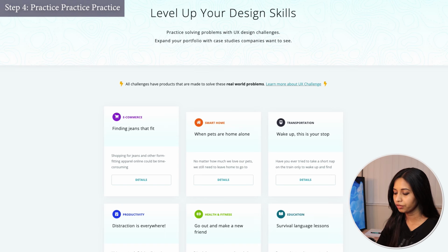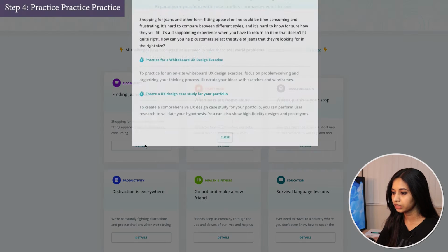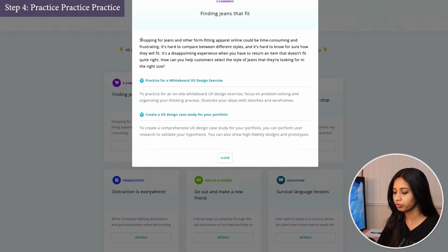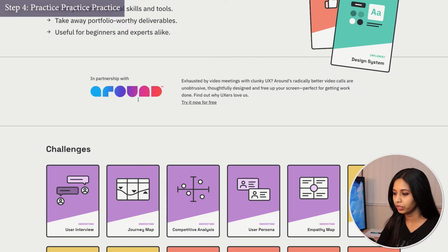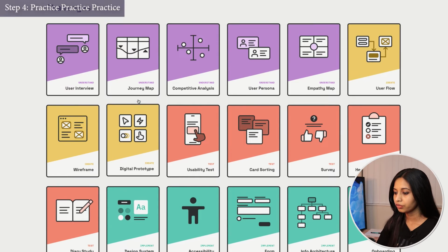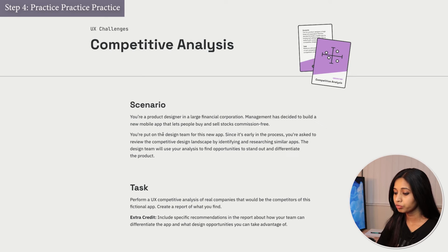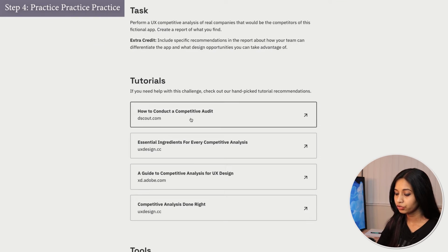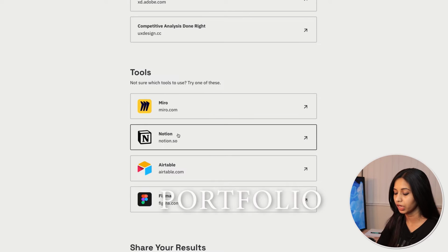This one is also a great place to practice with some real-world challenges. The benefit of practicing with the real-world challenge is you already know how to solve a problem to having a real-world impact. One of my favorite ways of practicing is doing some UX challenges. From there, you can find a lot of examples, and they also provide the relevant tutorials and also the tools that you will need to complete these UX challenges.